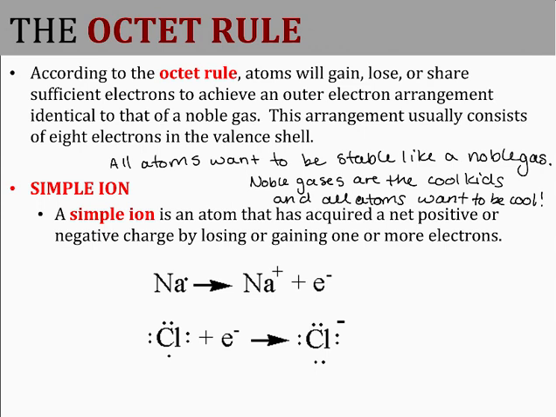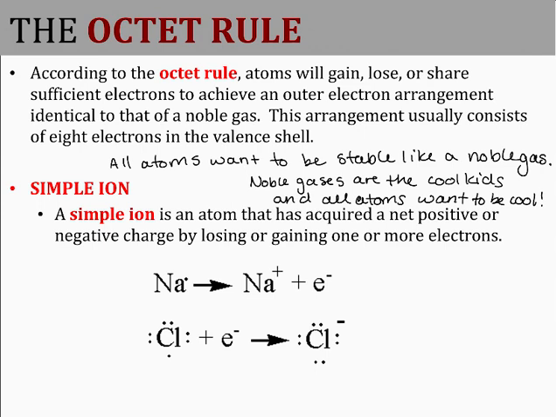So first, let's talk about transfer of electrons, so ionic compounds. We had gone over ions at the end of chapter 3. So you might remember the example of lithium losing an electron. And again, the reason that atoms will lose or gain electrons is to be like a noble gas. So a simple ion is an atom that has acquired a net positive or a net negative charge by losing or gaining one or more electrons.